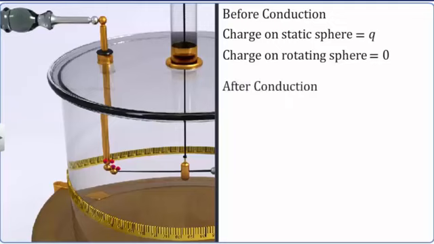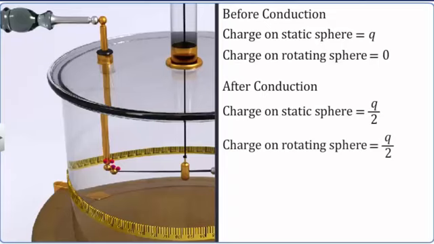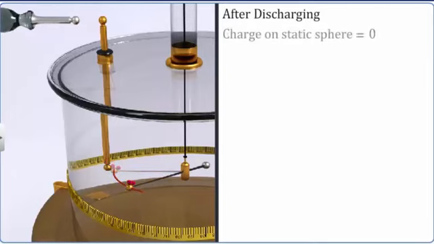Due to conduction, the charged static sphere now loses half of its charge, that is, Q by 2, to the other sphere. This happens because the two metal spheres are identical in size. Now, both the spheres are identically charged with a charge of Q by 2 each. They start repelling each other since like charges repel. The measure of repulsion is the amount of deflection or the angle through which the sphere attached to the rod is displaced. The static sphere is now discharged by grounding.